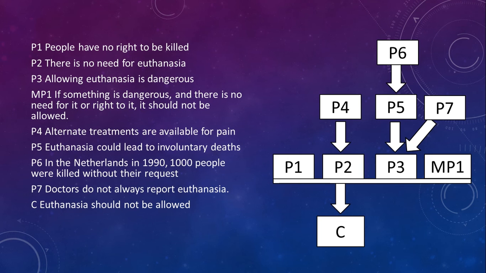Yeah. But then you'd be hard-pressed to find proof. You would be hard-pressed to find proof, and the question is, how do you know? How do they know that P6 is true? So in the Netherlands in 1990, in 1 year, 1,000 people were killed against their will under the guise of this program. That sounds like a lot, doesn't it?